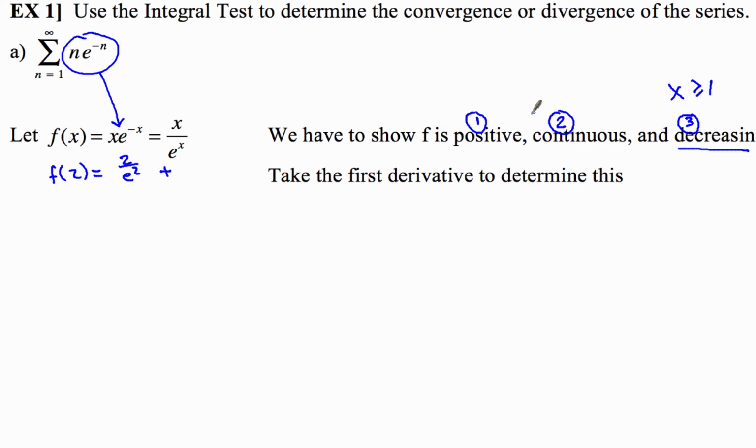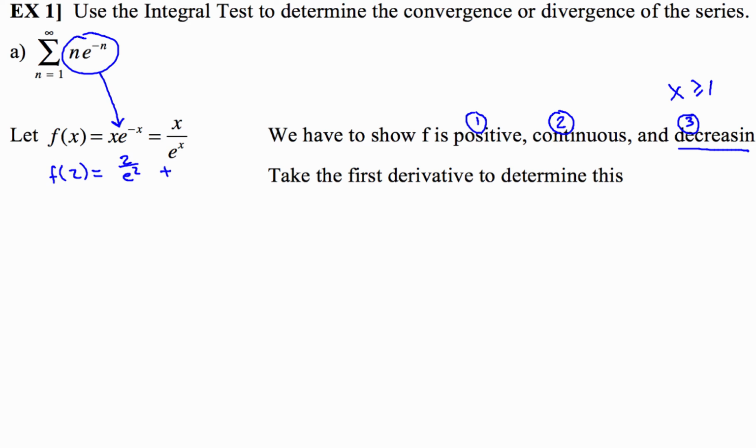The second thing we have to show is that f is continuous, and the function is going to be continuous because there are no vertical asymptotes anywhere, because e to the x will always return a value no matter what. So our function is continuous, and then the last thing we have to do is show that our function is decreasing. In order to do that, we're going to use the first derivative test.